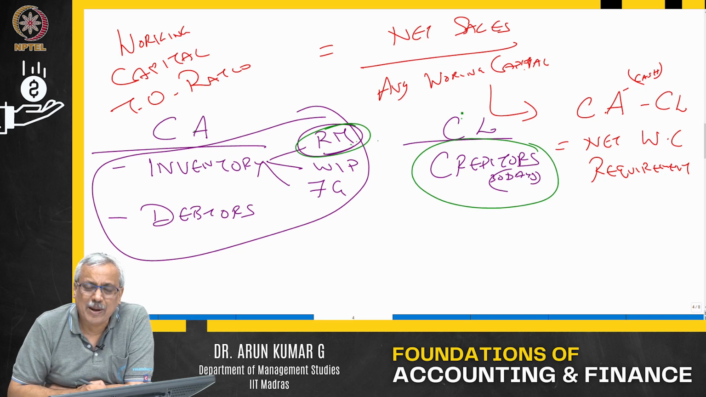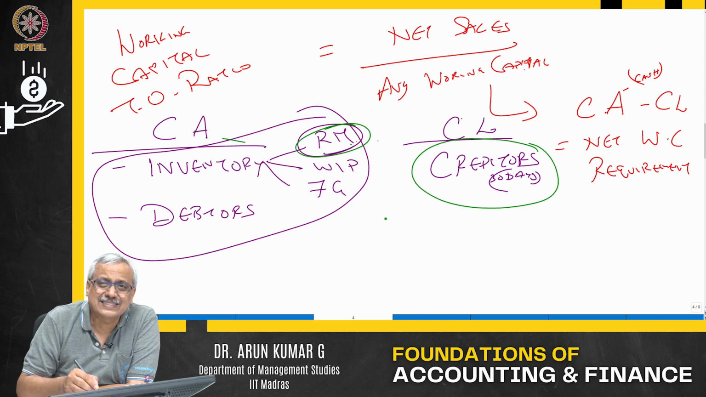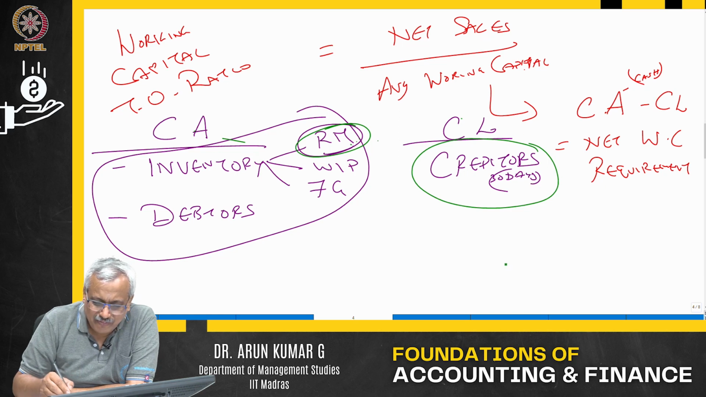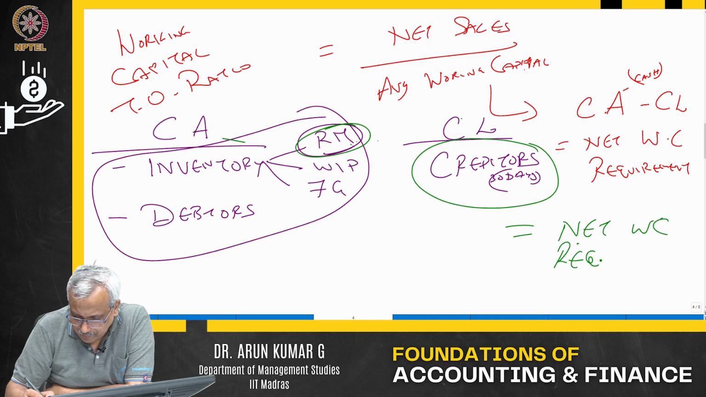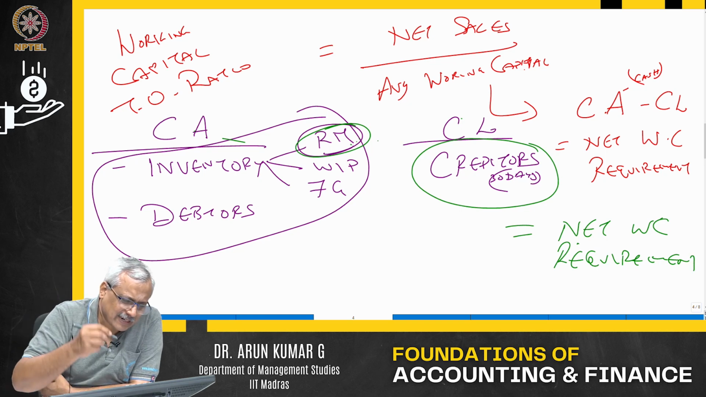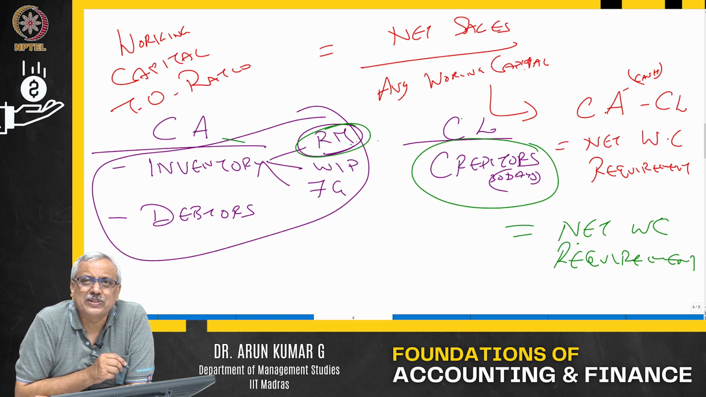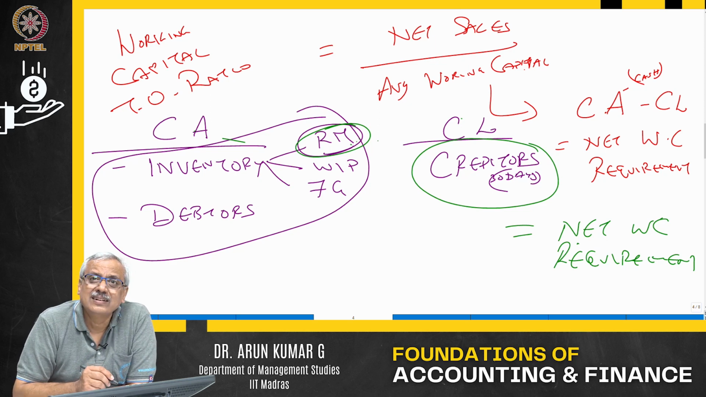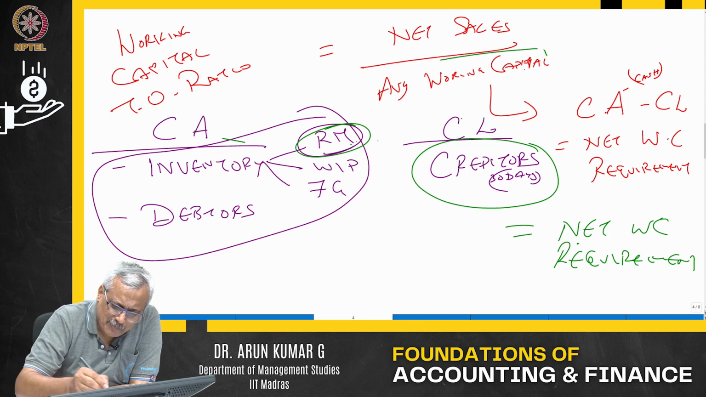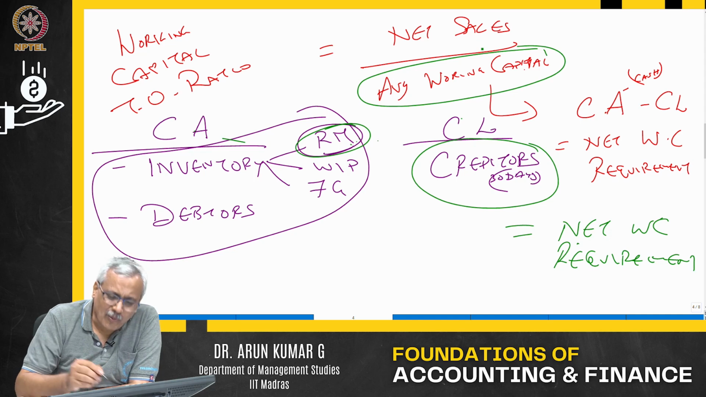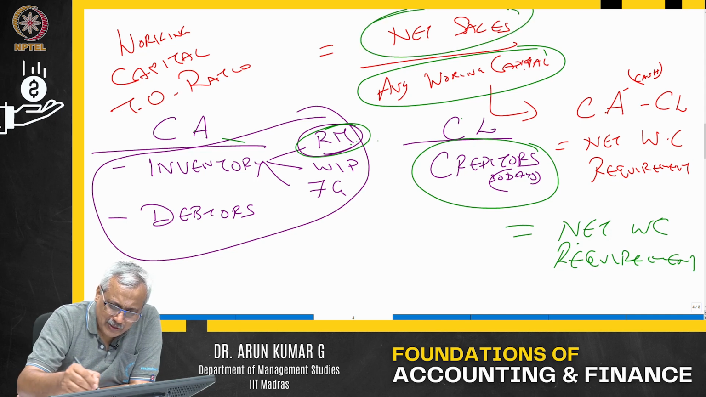So, what is my net working capital? Net working capital is all the current assets minus the financing that happens because of the current liabilities, which we call the net working capital requirement. So, in this particular case, now let us look at the working capital turnover ratio. In the working capital turnover ratio, what are we looking at? We are looking at the average working capital, because your working capital varies through the year. How many times is the sale compared to your average working capital?